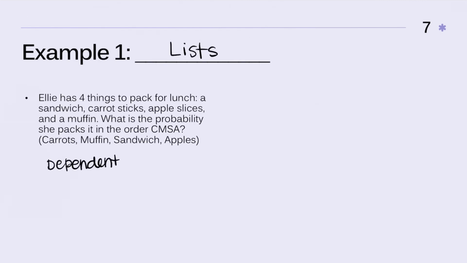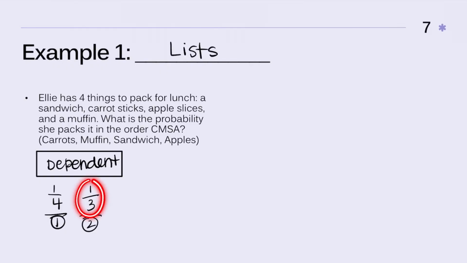Dependent. Because if she puts in carrots first, that's 1 out of 4. That's the first event happening. The probability of getting carrots first is 1/4. Now, the second thing that she puts in is actually going to be 1 out of 3 because there are no longer carrots in that factor, right? So this would be dependent because the second probability is different than the first probability. It's been affected because of that first probability.